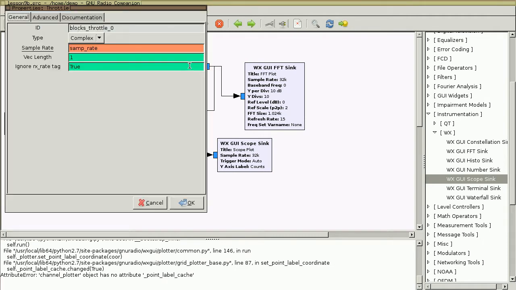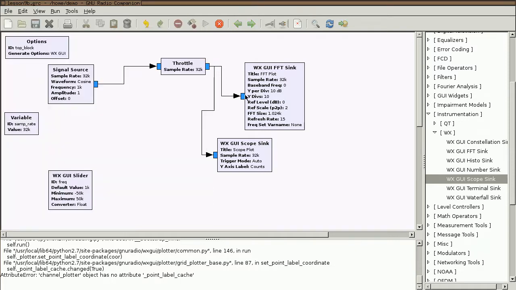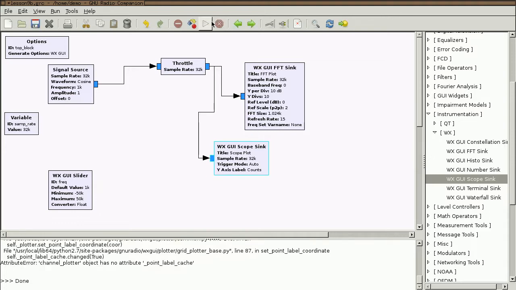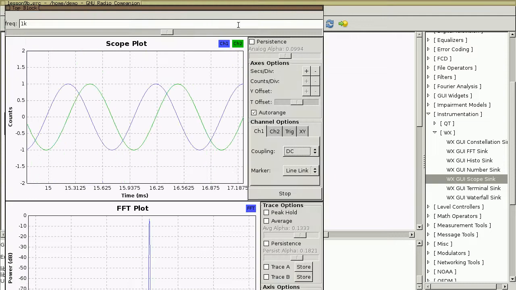And you can see that every single block in this flow graph is set to use the complex data type. So if we're pumping a complex number into a scope sink, then we should actually see a real part and an imaginary part. And what we see here in the scope plot is the real part in blue and the imaginary part in green, called channel 1 and channel 2.